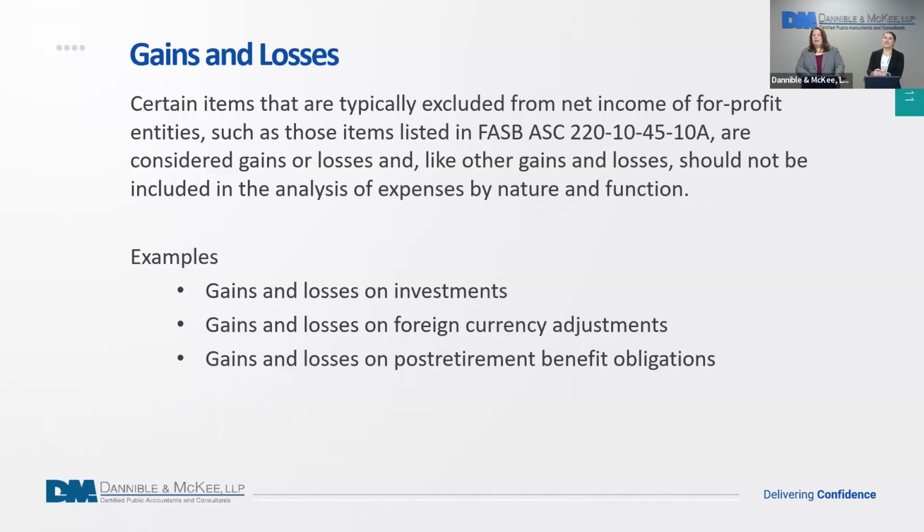Okay, so examples: gains and losses on investments. You'll always see those up in the revenue section, regardless of whether it's a loss, which you would think, okay, that's an expense, but it still stays up under the revenue section. Also gains and losses on foreign currency adjustments, and gains and losses on post-retirement benefit obligations. And there is a very comprehensive list in the guidance, if you all feel like doing a little bit of light reading.